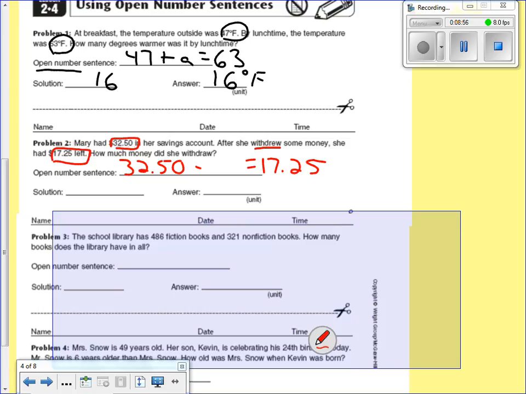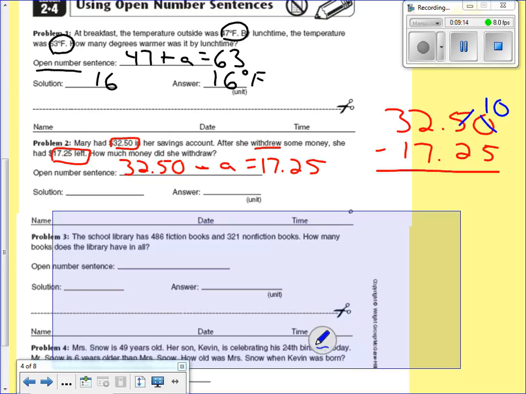We'll just put another A here, okay? But when I'm solving the problem, I have to go $32.50 minus $17.25 to find my variable. Work it out with a different color. This has to be a 10. This has to be a 4. I'm going to go ahead and subtract. I have a 5. I have a 2.